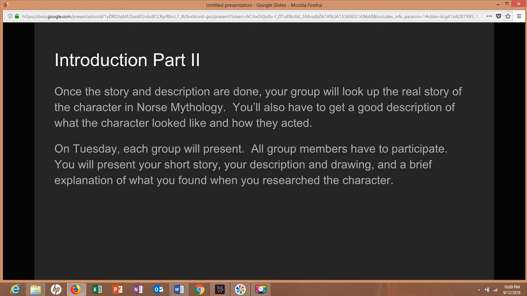Once the story and descriptions are done, your group's going to look up the real story of the character in Norse mythology. So you'll also have to get a good description of what the character looked like and how they really acted. So by Tuesday, you should have your own version of the character story, your own version of what the character looked like and acted like, and the version from actual Norse mythology. And you're going to present those in a very short presentation that all of your group members have to participate in. You'll present your story, your description, and then the real story and description of the character.